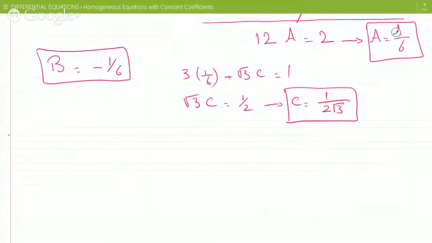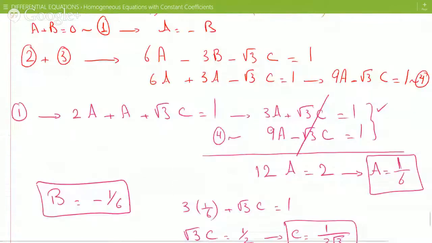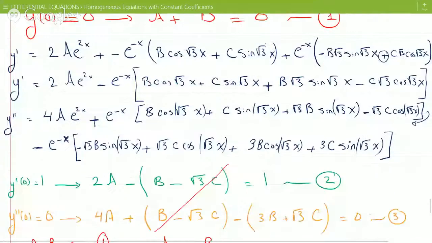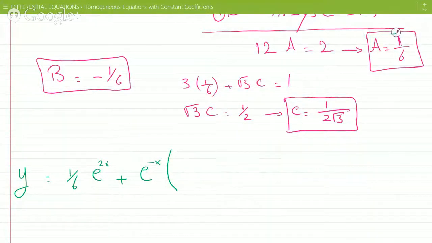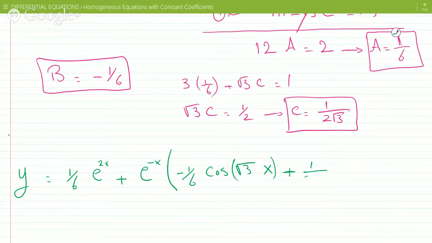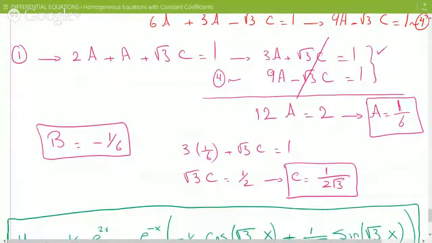So y equals a e to the 2x, and a turned out to be 1 over 6. So 1 over 6 e to the 2x plus e to the minus x times b, which is minus 1 over 6, cosine root 3x. So we substituted minus 1 over 6 for b, and then plus 1 over 2 root 3 sine root 3x. And this would be the final solution of our third order homogeneous differential equation with constant coefficients, with all the constants and the coefficients determined.